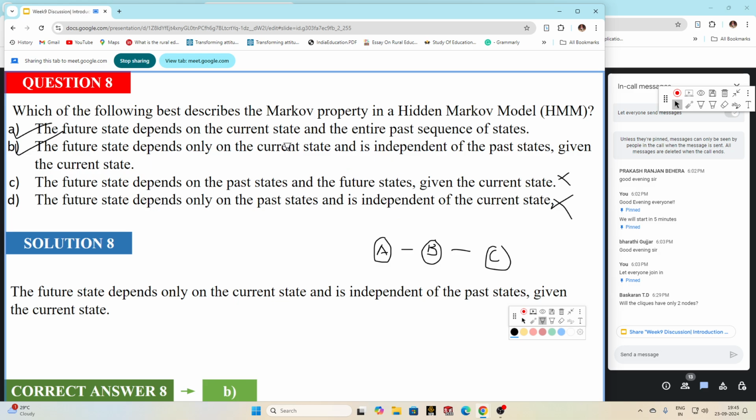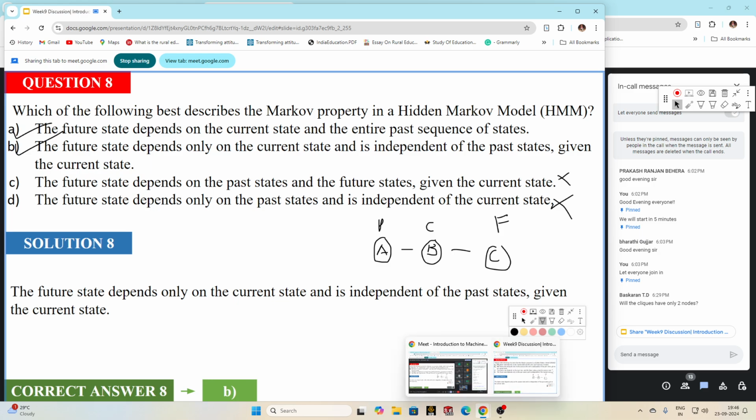As nothing is given, it can depend on the past sequence also. But if the current state is given, then it cannot depend on the past state. This is the past state, this is the current state, and this is the future state. According to me, A is also correct if nothing is given. But if only one option is correct, then go for B only. But if more than one option is correct, then A is also true.